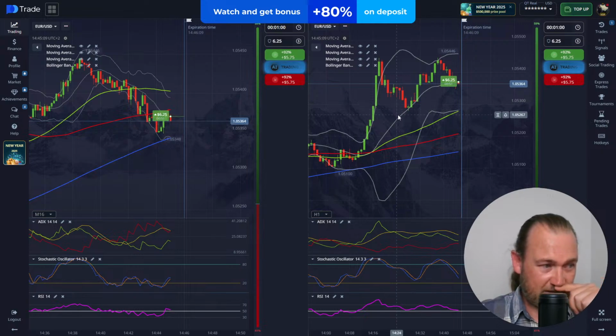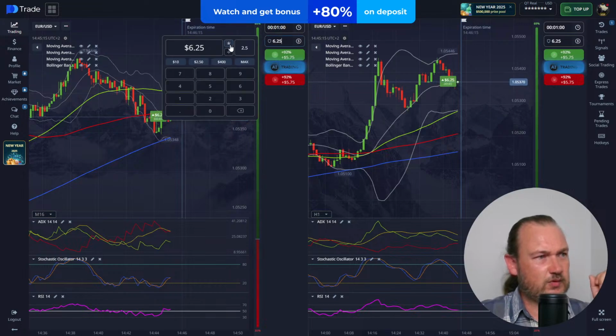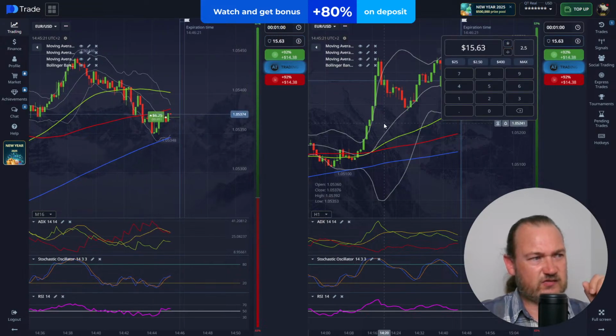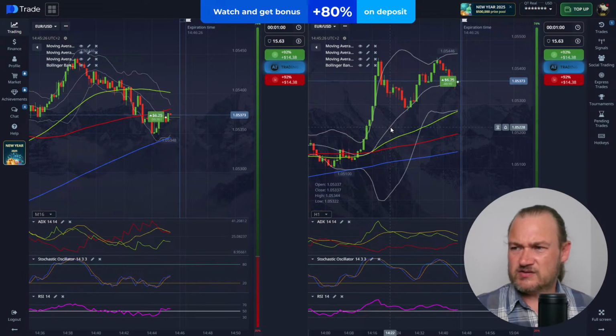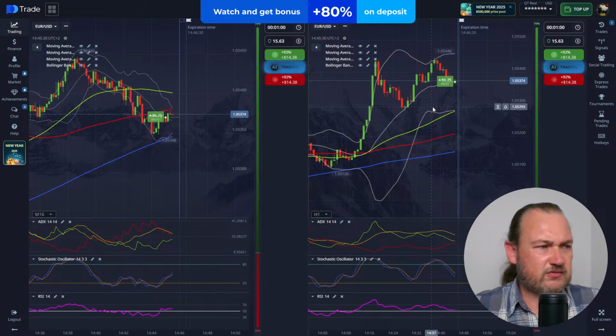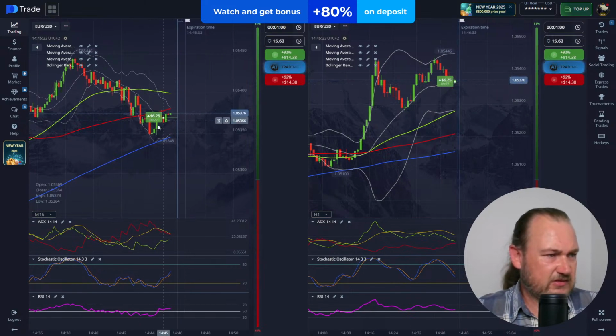Now we just need to wait and see if it goes through. In the meantime, we're going to do another 2.5, because that will be the size of our next trade. If this one loses, I'm pretty sure this will make it though. We did get rejected off the Bollinger middle line. This looks like it's turning.